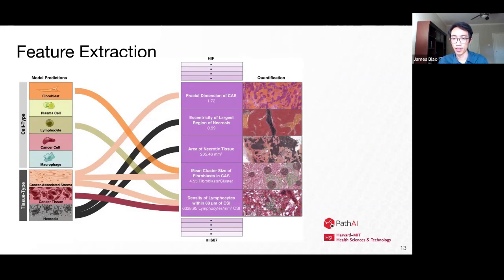Eccentricity, a property of basically how elongated an ellipse is. The area of necrotic tissue, you can see there's a lot of black in that picture. Mean cluster size. I'll talk a little more about that in the next slides, so I won't go too much into that. But essentially, the main takeaway here is the different tissue and cell types get combined for many of these. So it's not just number of fibroblasts or area of stroma, but things like the mean cluster size of fibroblasts in the stroma.